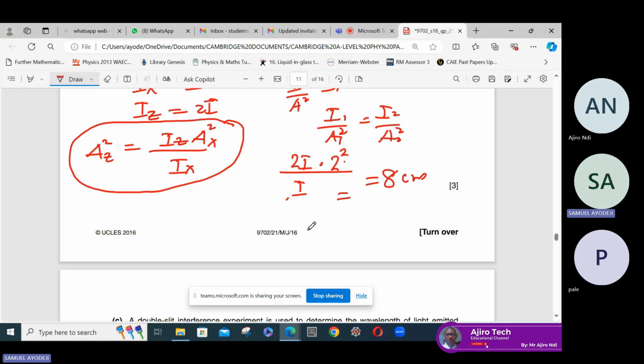Now remember, amplitude z will be the square root of 8. That is 2.82, so 2.8 centimeter. Okay.